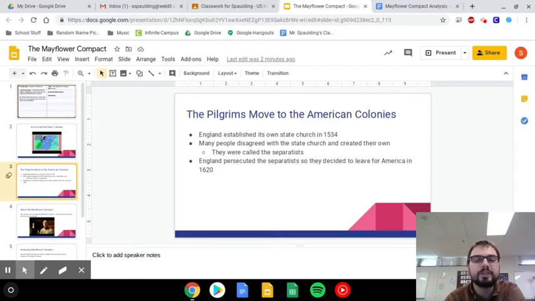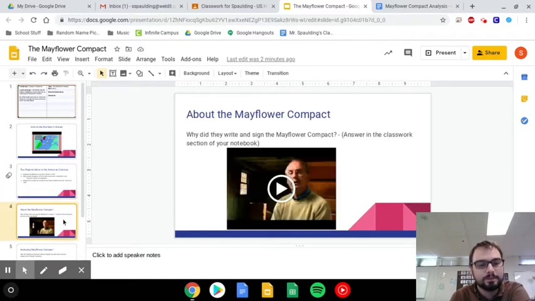So the separatists decided to leave for America in 1620. They just said, you know what, we've had enough. England doesn't like us. They don't treat us very well. We're going to move to North America. And you will learn a little bit about that. They will eventually become the Pilgrims. Today, we're going to focus on one of the documents that they all agreed to called the Mayflower Compact. Once you've got those notes taken down, you can go ahead and move on. If you need to, pause the video.